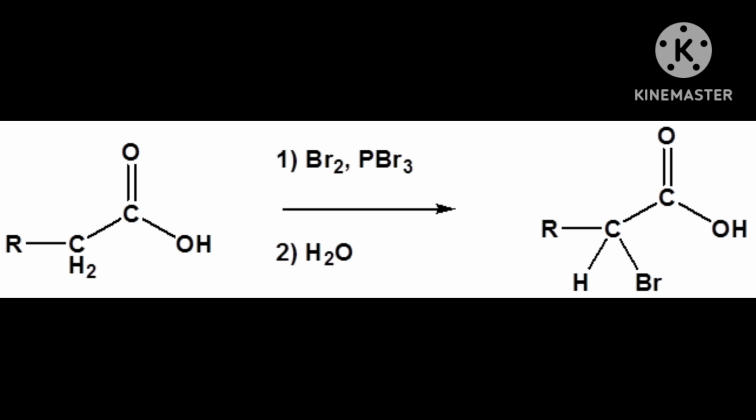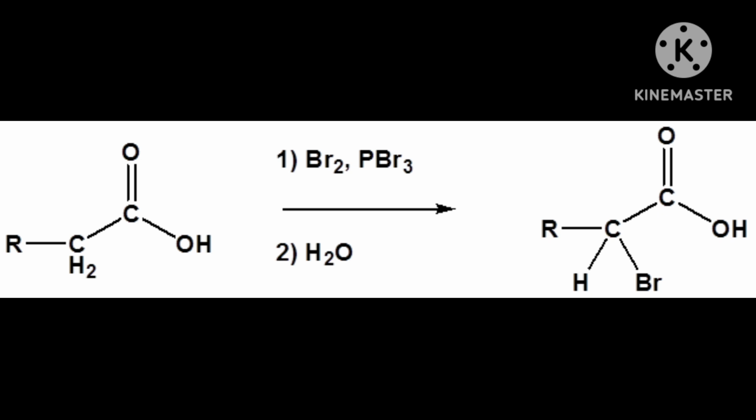In the place of H, X joined. All things are as it is. Now you got RCH, with X attached to that carbon, and finally COOH, already attached to the same carbon. Correct? So you got the product RCHXCOOH. This is called alpha halocarboxylic acid. X may be Cl or Br.